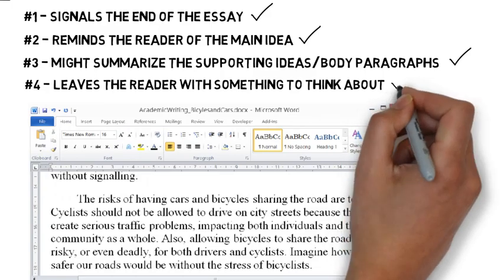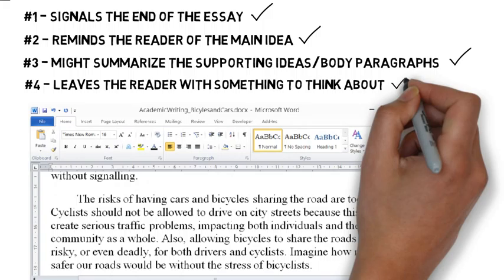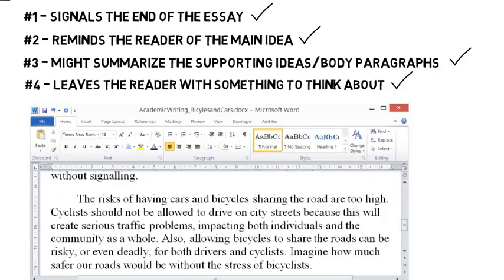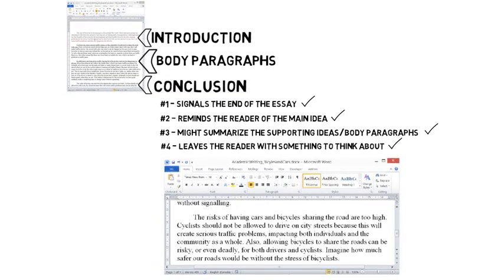Finally, most importantly, this conclusion does leave the reader with something to think about. The reader will finish by reading, "Imagine how much safer our roads would be without the stress of bicyclists." So they should continue to think about the dangers of cyclists and the benefits of not allowing cyclists on city streets. This is a complete conclusion because it does do all 4 jobs.